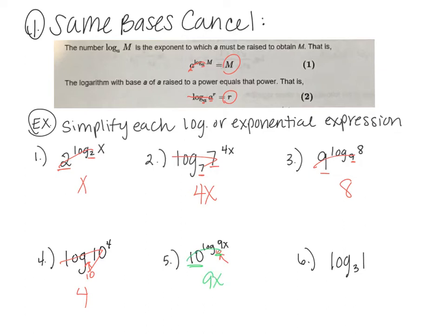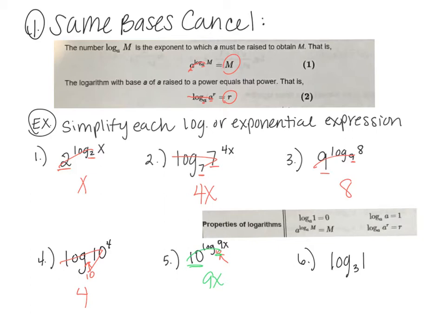All right, so this next one, you're thinking, well, wait, there's no base of 3. So it's not one of these, but one of the other properties that we looked at, I'll bring it in right here. One of the other ones that we looked at is this idea that if we have a log, any base, and our base of the exponent is a 1, then our answer is automatically 0.